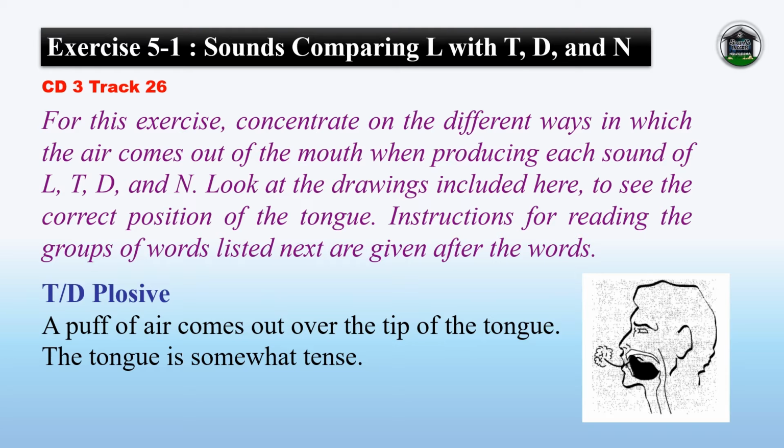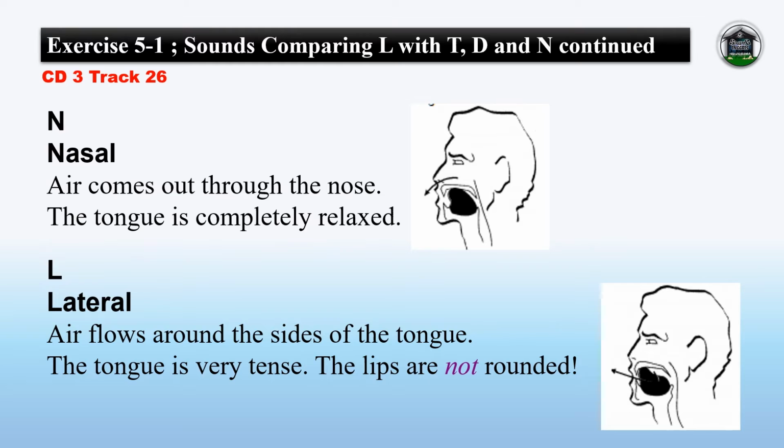T and D are plosive. A puff of air comes out over the tip of the tongue, which is somewhat tense. N is nasal. Air comes out through the nose. The tongue is completely relaxed. L is lateral. Air flows around the sides of the tongue. The tongue is very tense. The lips are not rounded.